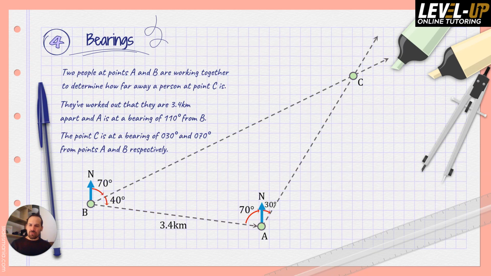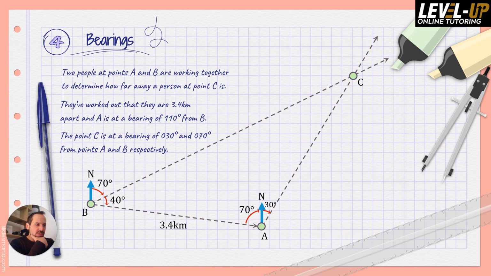So first of all, if we draw those two bearings in, you see a bearing of 30 from A, you see it's the north line, we turn 30 degrees and it's going that way. From B, it's a bearing of 70. So you see that 110 degrees we had, that line is essentially going to split it up into 70 and then 40.